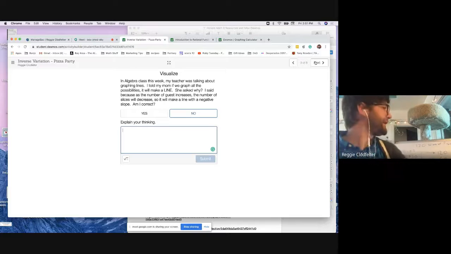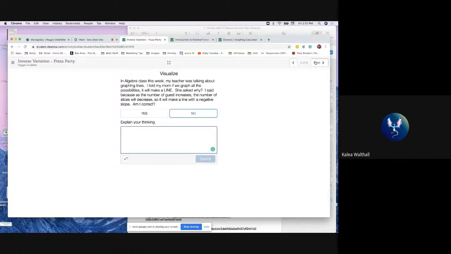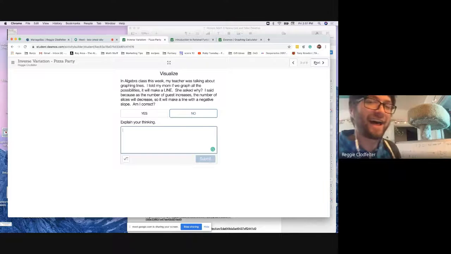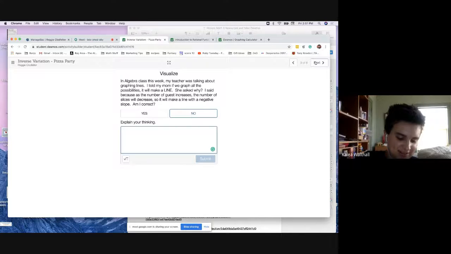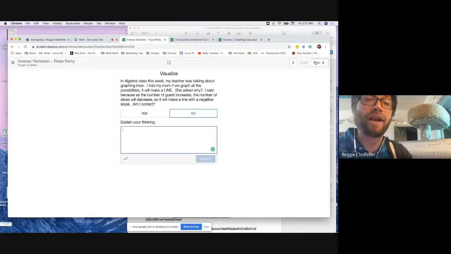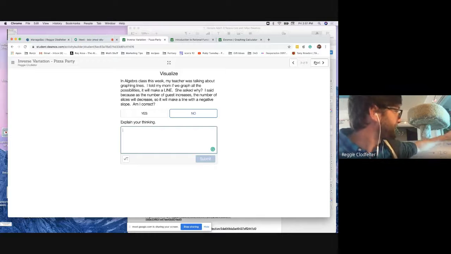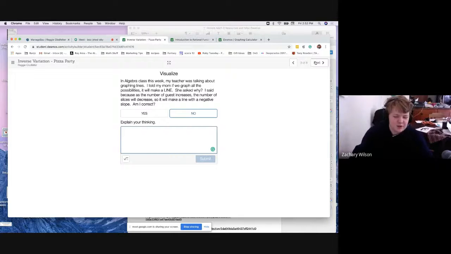Why do we think this is going to be a line? Because Desmos suggested it? Because that's how things work. But not always. But that's how this works. Why do you think it's going to be a line, Zach and Mark? Because if you can't have 0 guests, and you can't have negative, would that be a ray instead and not a line? Because you can't have negative guests.